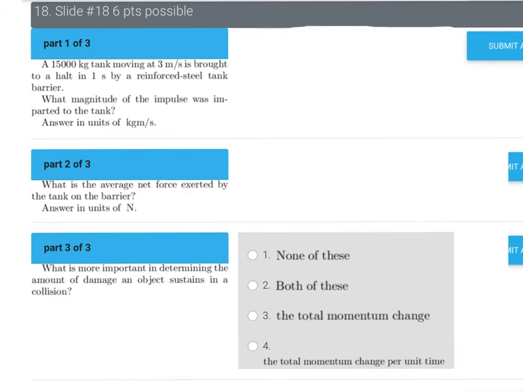All right, part one is asking us to find the impulse imparted to the tank. So our equation for impulse, J, is equal to change in momentum or force times time. In this case, we don't know the force, even though we do know the time. So we're going to go with the change in momentum.